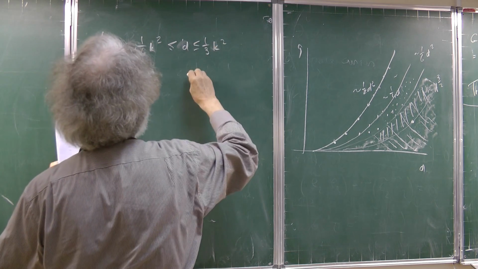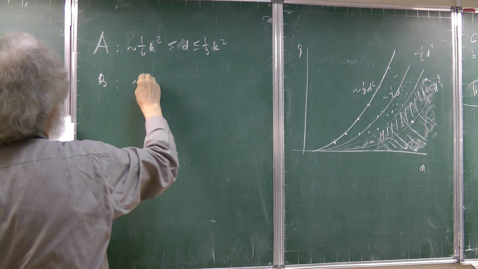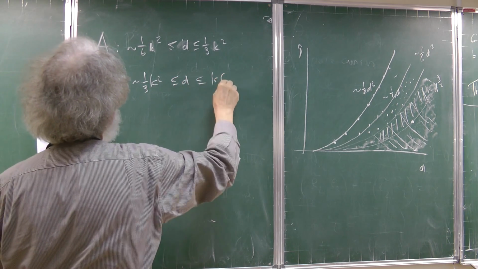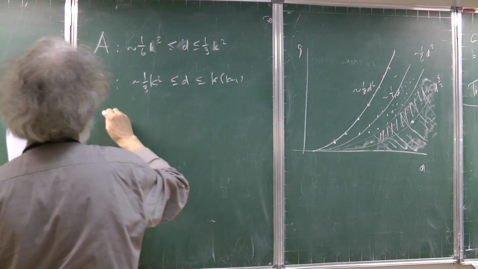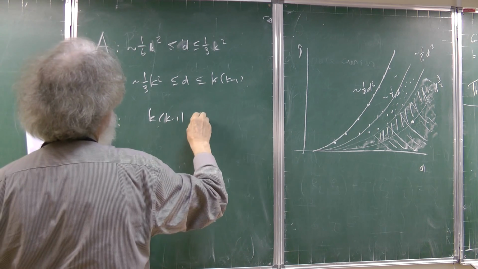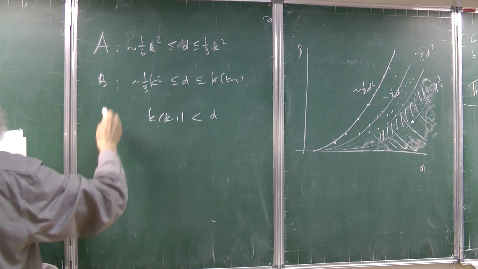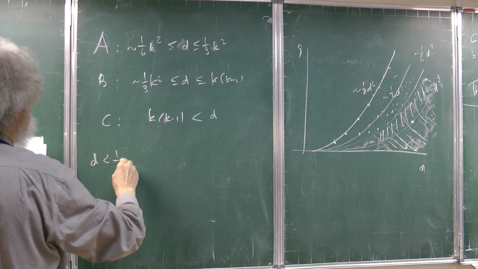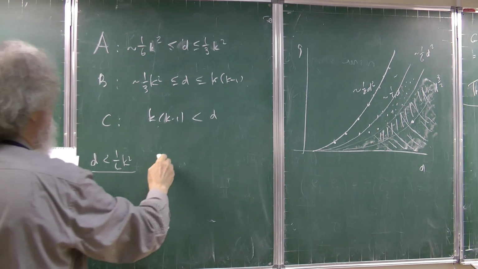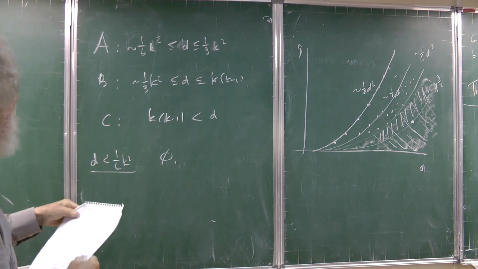When d is small like this, then the b, which is approximately 1/3 k squared up to k times k minus 1, and then the c, which is k times k minus 1, anything bigger. So, first of all, if the degree is less than a sixth k squared, this is not the exact formula, I'm leaving out the lower terms. If the degree is less than that, then there are no curves.